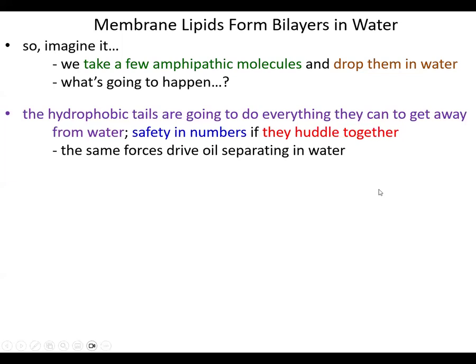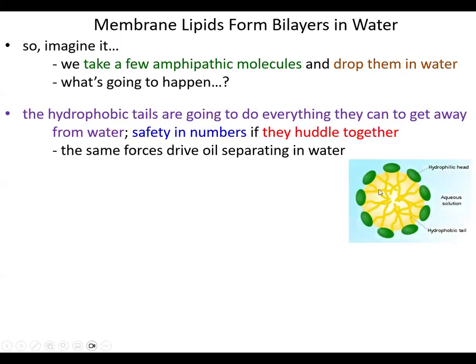Again, the same entropic forces that drive oil and water separating in a salad dressing are going to push these, in this case, yellow hydrophobic tails to the center. What will very easily and readily emerge on the exterior of this structure are the hydrophilic head groups that have no problem interacting with water.